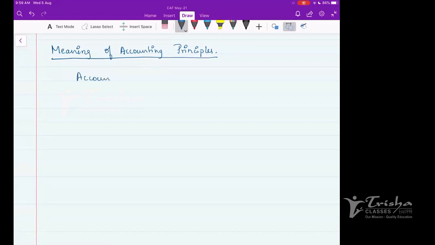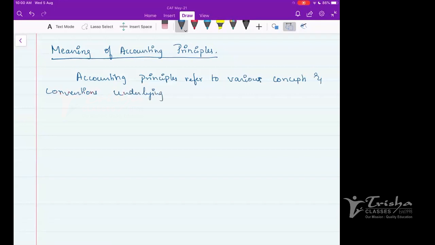Accounting principles refer to various concepts and conventions underlying in accounts.